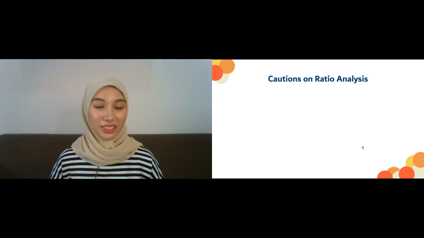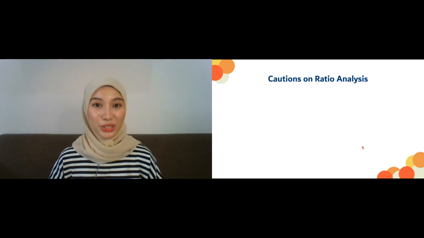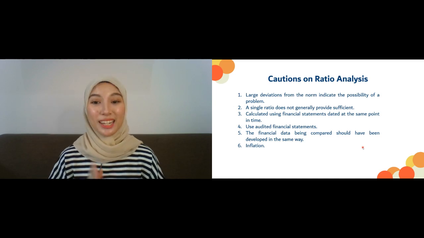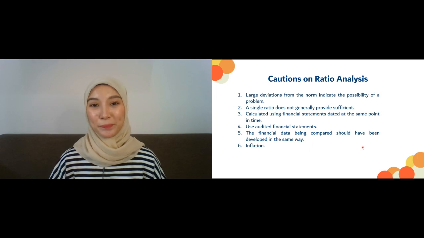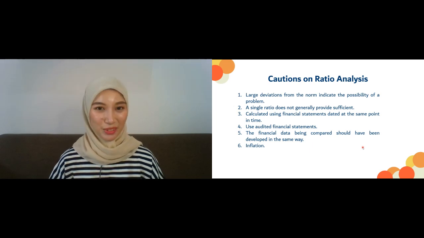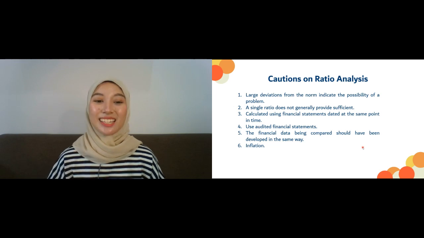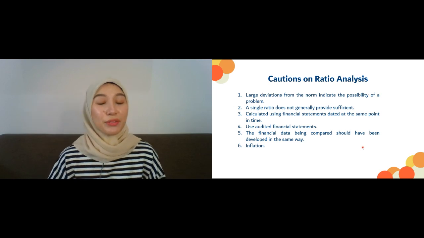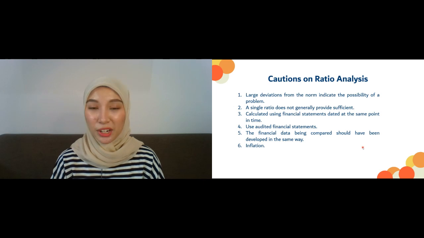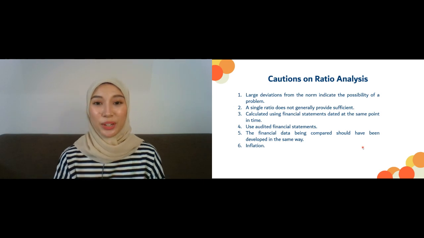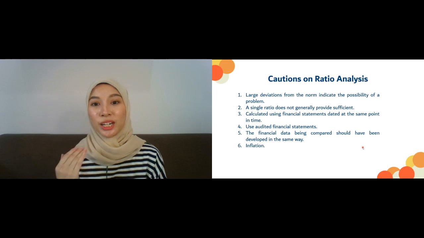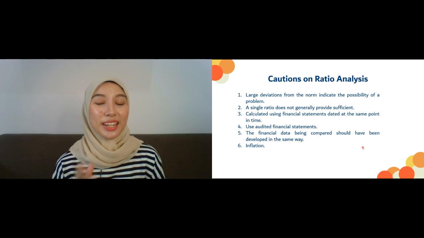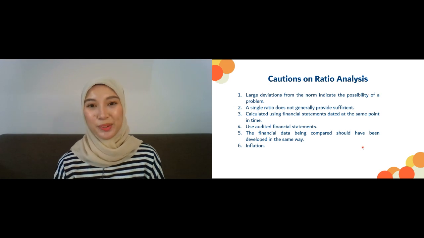There are several cautions that you have to be aware of when using ratio analysis. First, large deviations from the norm indicate the possibility of a problem. So beware of deviations in your ratio analysis. Second, a single ratio does not generally provide sufficient information. For example, if we only have Dora Tour and Travel's debt ratio in 2019, then we cannot compare it with the industry average, with the competitors, or with the years before. Then we cannot tell much from it.